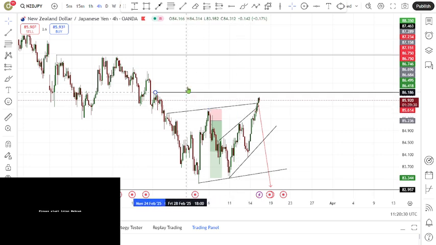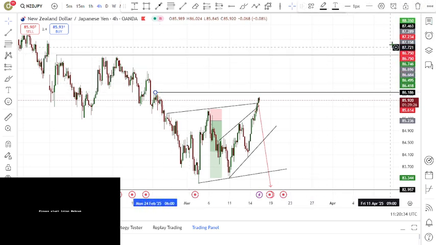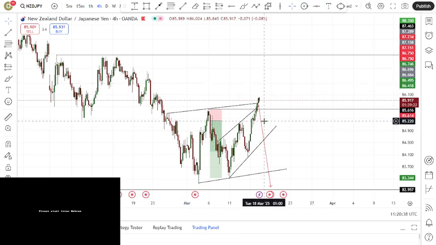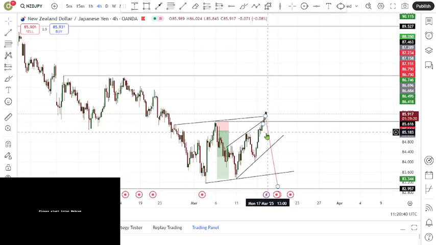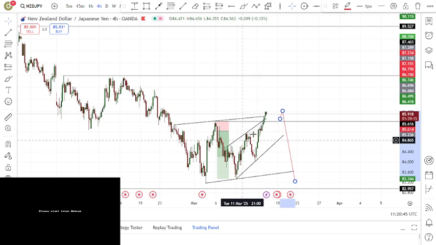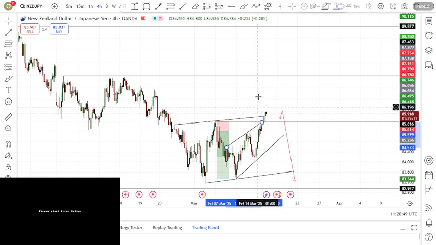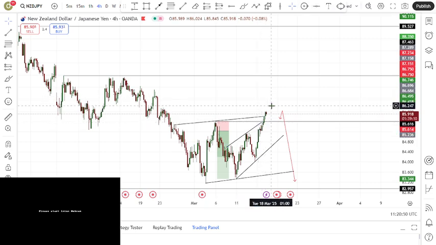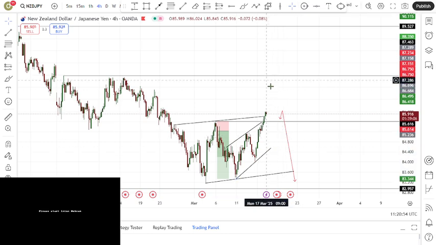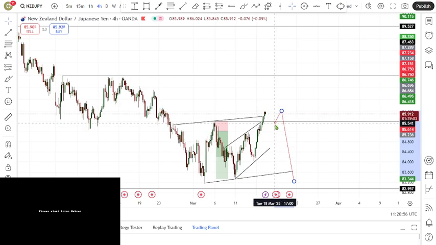Now, we have this structure. If you've been following me throughout the week, you can see I'm not surprised by this impulsive move because of what is happening on the JP225, right? When I say so, you have price moving impulsively.